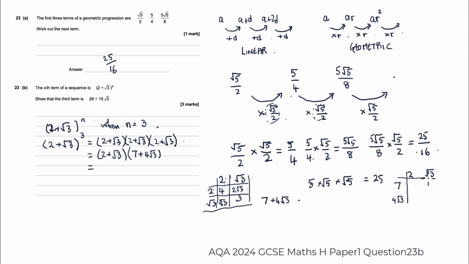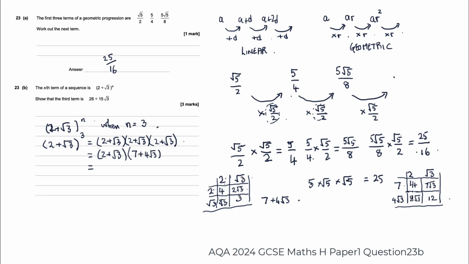Now there's no worries about negative signs in this. They're all positive. So 7 times 2, 14. 7 times that root 3, 7 lots of root 3. 4 times root 3 times 2, 2 lots of 4 root 3 will be 8 lots of root 3. And then 4 times root 3 times root 3. Well, we know the root 3 times the root 3 will give us 3. So 4 times 3 is 12.